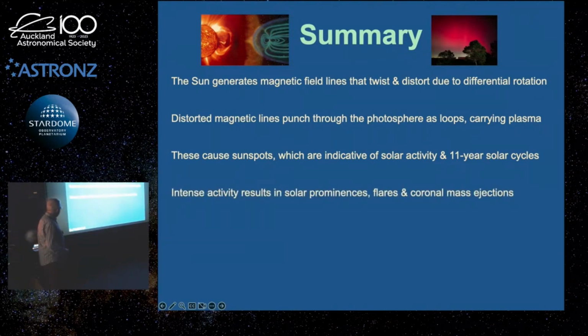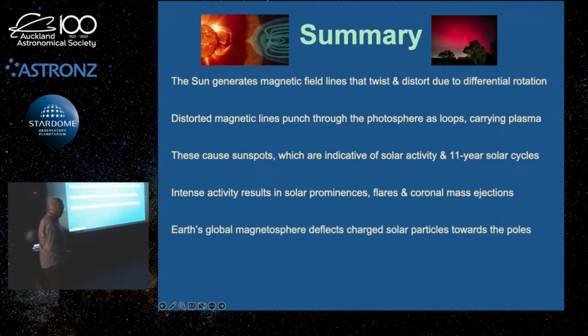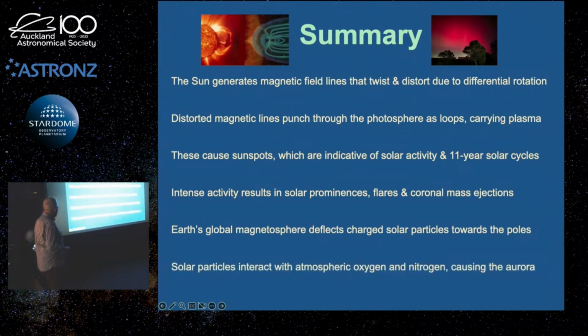The intense activity from the sunspots, the magnetic fields that are associated with those sunspots, results in solar prominences, solar flares, and those coronal mass ejections. It's Earth's global magnetosphere that deflects the charged particles towards the poles when they come our way, whether it be solar wind or a geomagnetic storm in the context of a coronal mass ejection. And it's the solar particles that interact with the oxygen and nitrogen, and depending on the two and the energy that was involved and the altitudes, that cause the aurora of different colours.